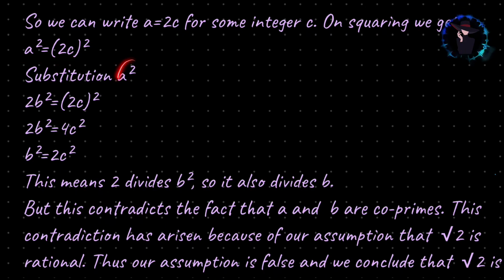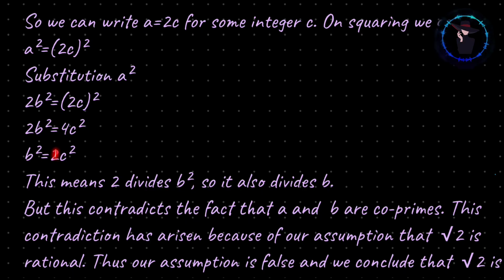Now we will substitute the value of a square in the above equation, where 2b square is equal to a square, right? Instead of a square, we will write this value, 2c whole square. 2b square is equal to 2 2s are 4, c square as it is. We'll just cancel: 2 1s are 2, 2 2s are 4, it cancels. Then b square is equal to 2c square.